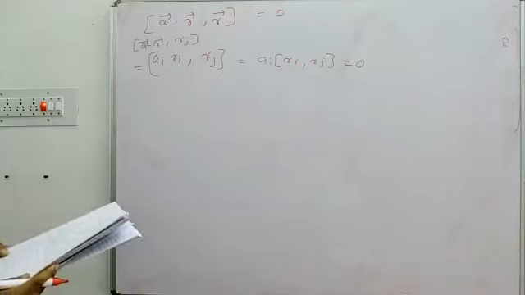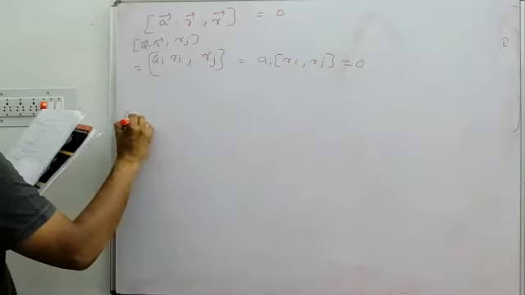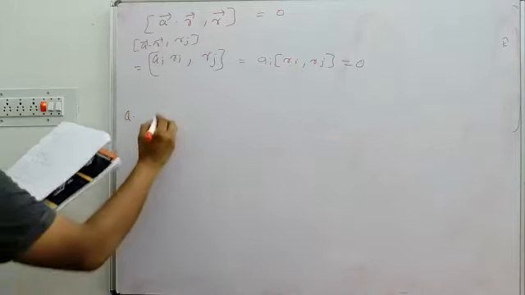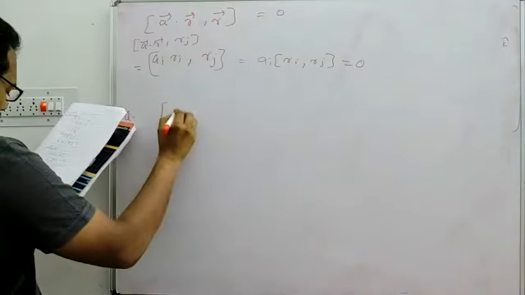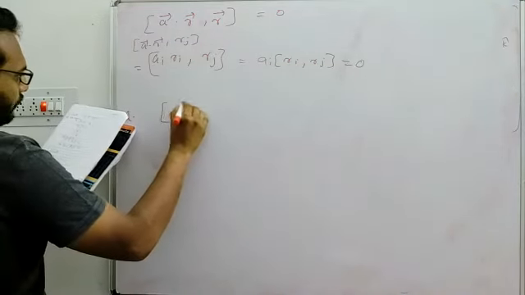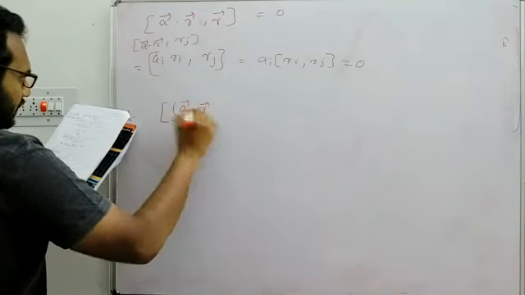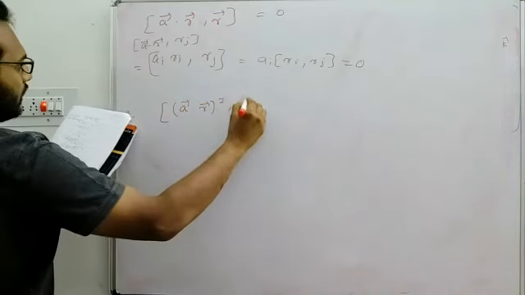All right. Now we are going to the next problem. We are asked to find A vector dot R vector squared, comma, P vector.